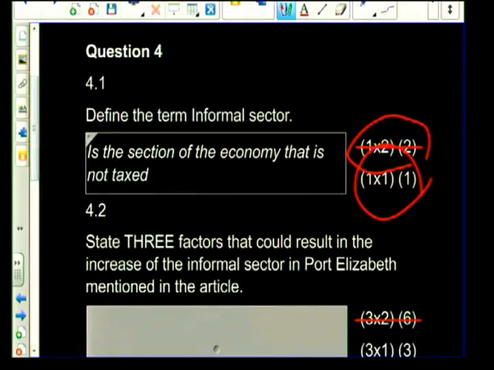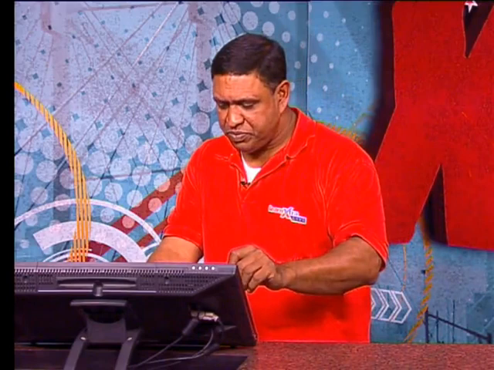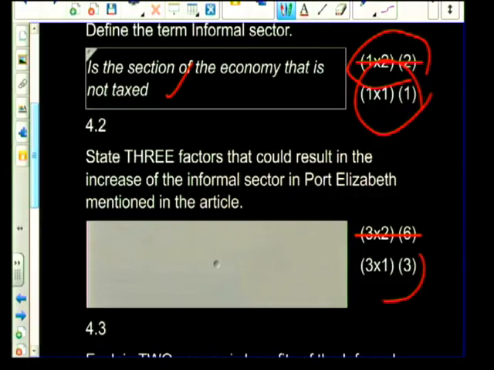4.2, state 3 factors that could result in the increase of the informal sector in Port Elizabeth mentioned in the article. Once again, you have to get your reasons or factors from the article. Remember, state 3 factors. Again, it's 1 mark each.